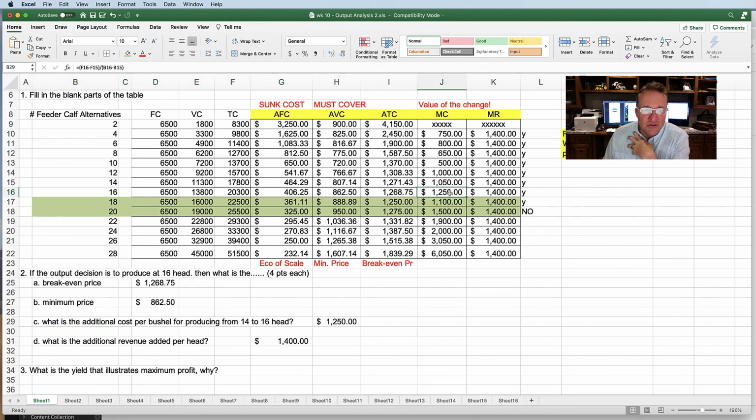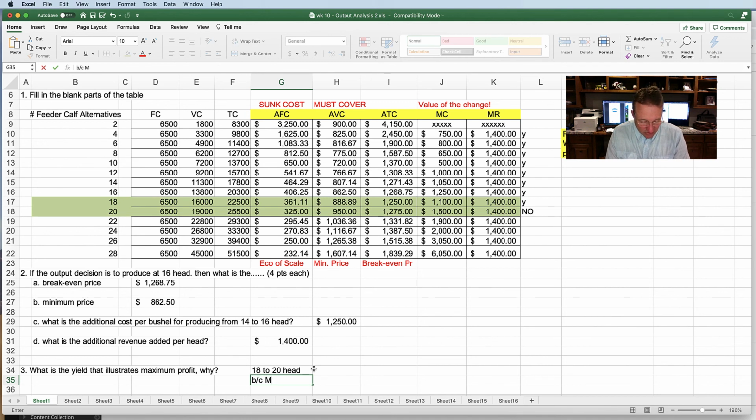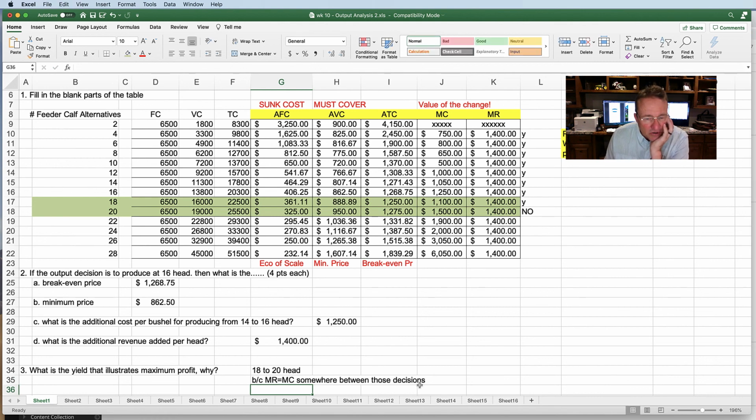I'm trying to focus on to you right there that this is still a yes. We go to the next level, it even becomes a better yes, and then we go to the next level and it's a problem. So what is the level that illustrates maximum profit? You would say it is 18 to 20 head. And the answer for why? The answer is because marginal revenue equals marginal cost, somewhere between those decisions. All right, so that's a good way to say it.